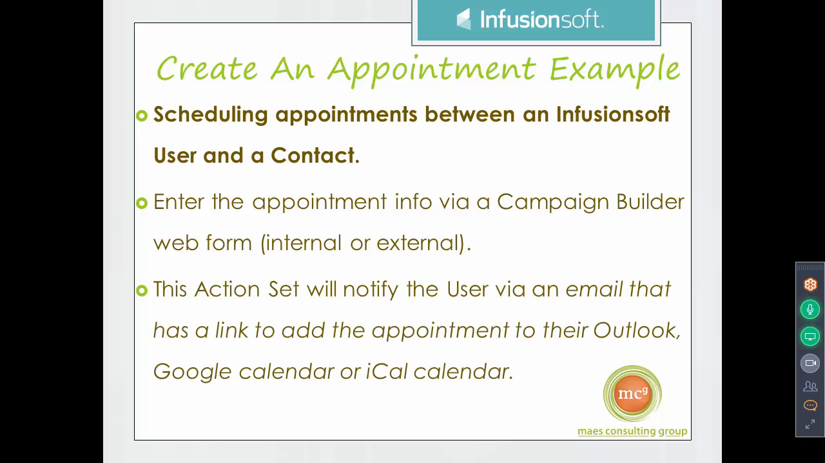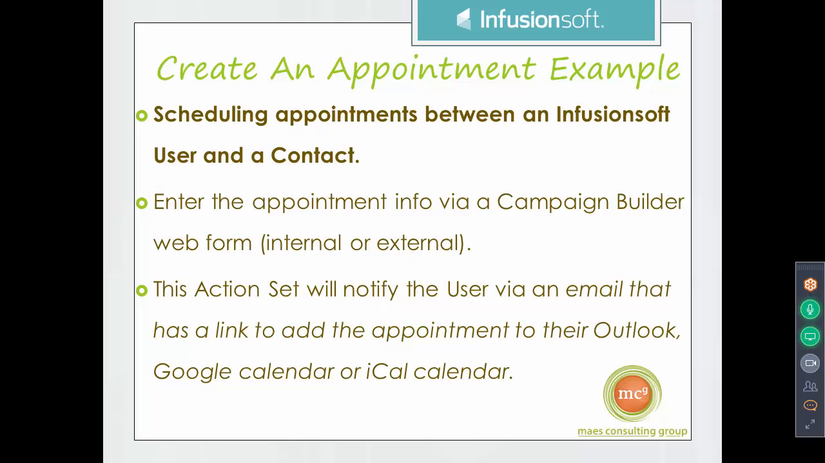So when you hit submit on that web form, the action set would run. And what the action set would do is notify the user via an email that they have a new appointment with a particular contact. And another cool little thing in that email is a link, and if you click it and you use Outlook, Google Calendar, or iCal, it will put the appointment on your calendar, but you have to click the little attachment. And it's only those 3 calendars.